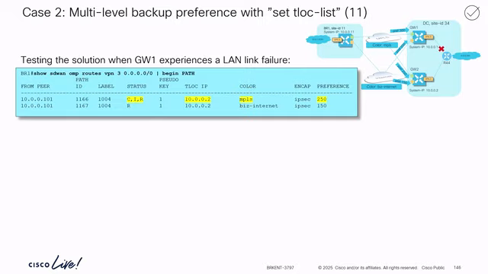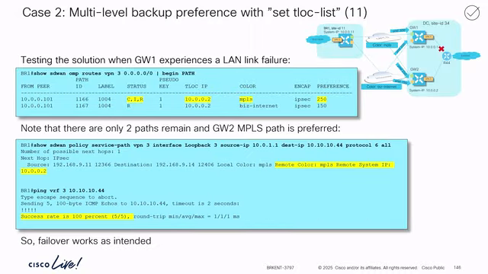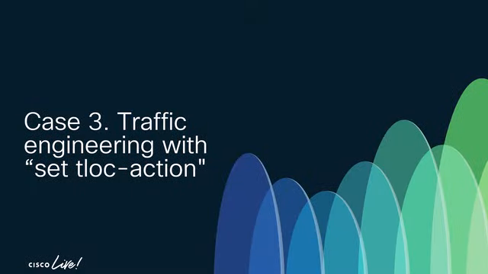Let's check it. Let's test the solution. We apply a new policy. We are doing our testing. We shut down the link. We have only 2 paths remaining, and we are pointing to MPLS of gateway 2 as we wanted. Right? And the rest of the commands confirm that we have reachability and we are pointing in the right direction as we wanted.